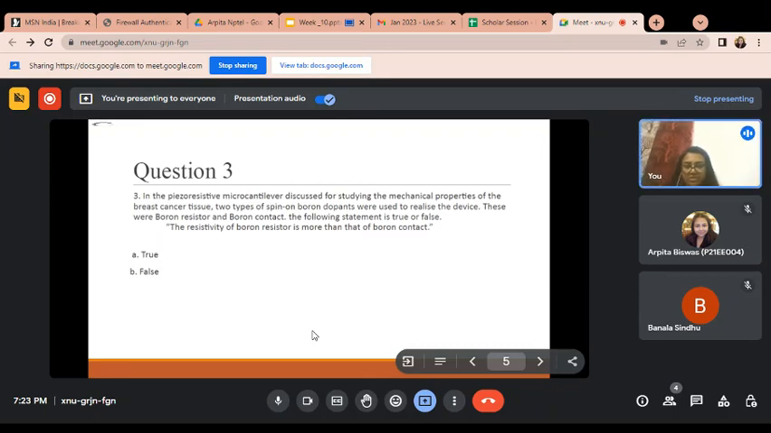So what is the right answer? False, ma'am. No, it is true. You can see there the resistivity of a boron resistor. If you simply take a resistor, so what is a resistor? At first tell me what is a resistor.